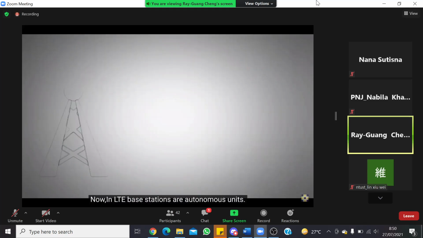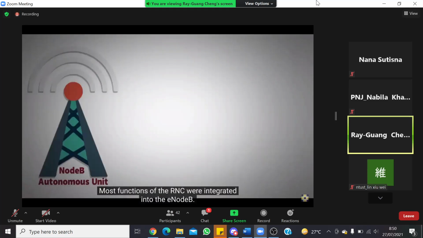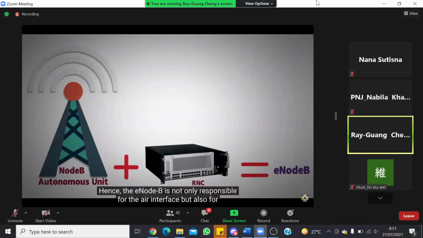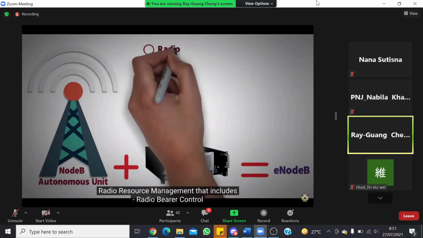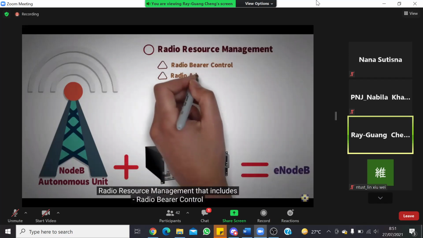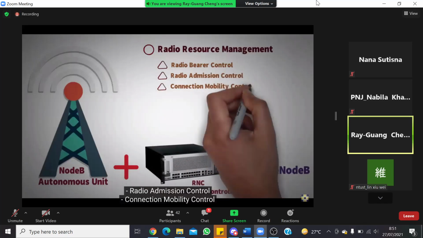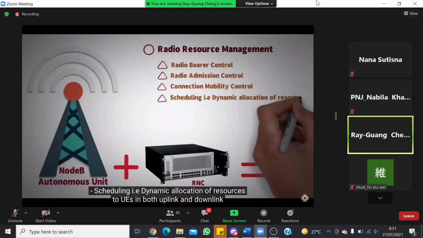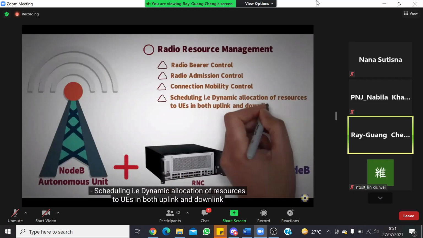Now in LTE, base stations are autonomous units. Most functions of the RNC were integrated into the eNode B. Hence, the eNode B is not only responsible for the air interface but also for radio resource management that includes radio bearer control, radio admission control, connection mobility control, and scheduling. There is dynamic allocation of resources to UEs in both uplink and downlink.